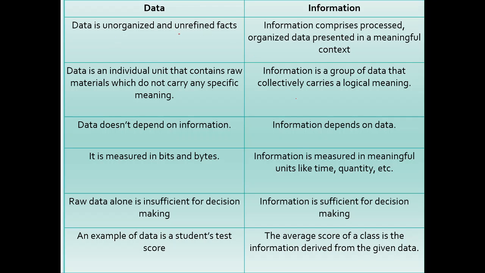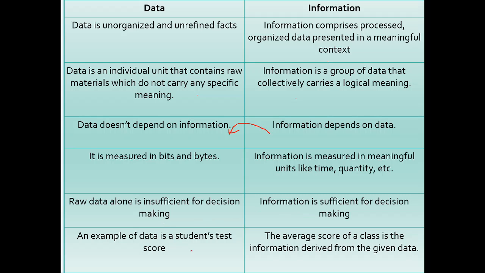Data is unorganized and unrefined facts, whereas information comprises processed, organized data presented in a meaningful context. Data is an individual unit that contains raw material which does not carry any specific meaning, whereas information is a group of data that collectively carries a logical meaning. Data doesn't depend on information, whereas information depends on the data. Data is measured in bits and bytes, whereas information is measured in meaningful units like time, quantity, etc. Raw data alone is insufficient for decision making, whereas information is sufficient for decision making.